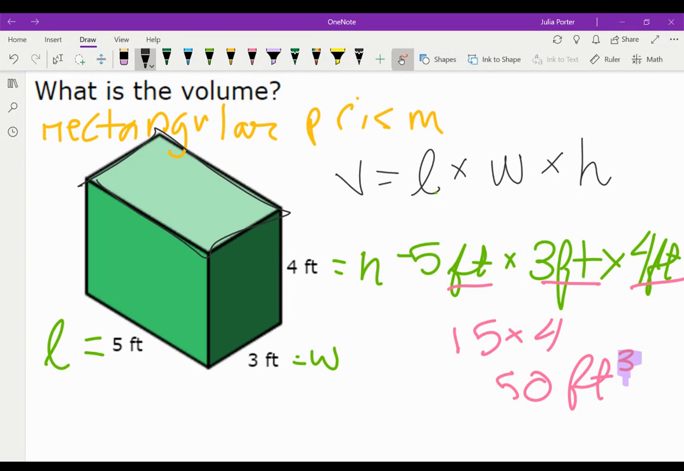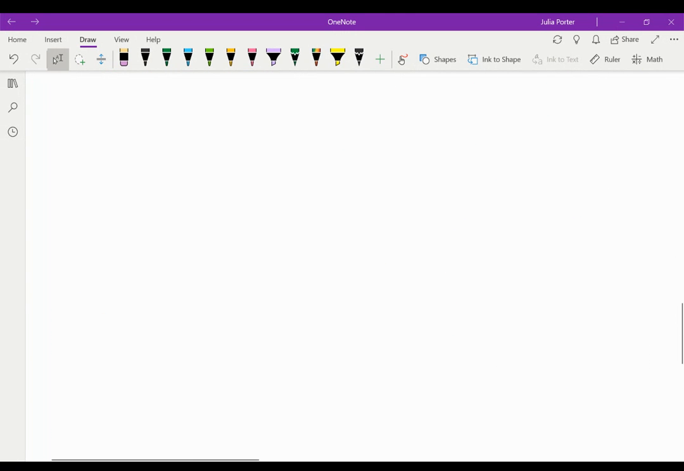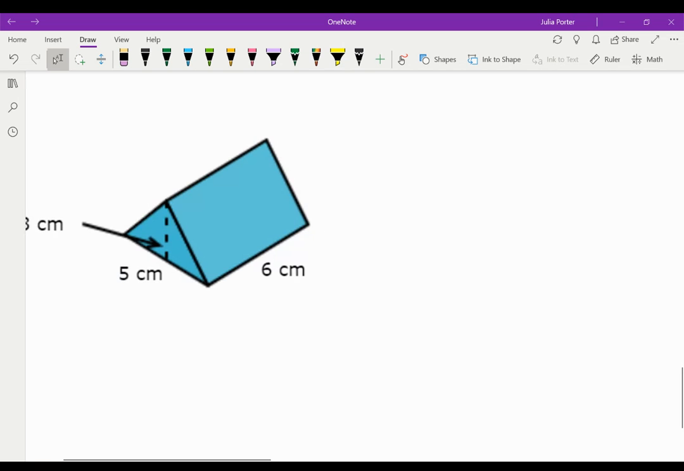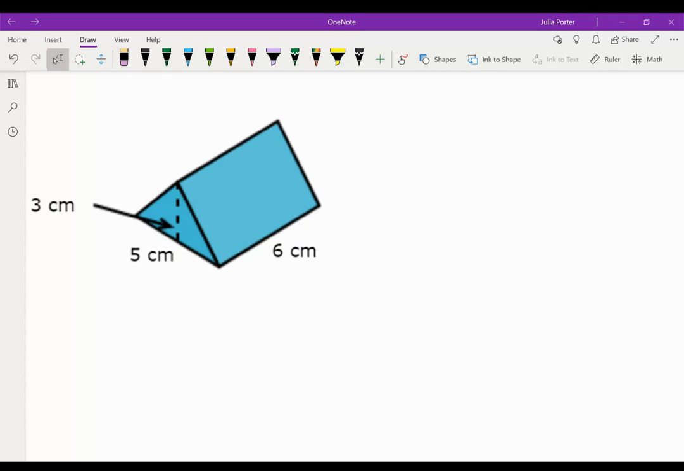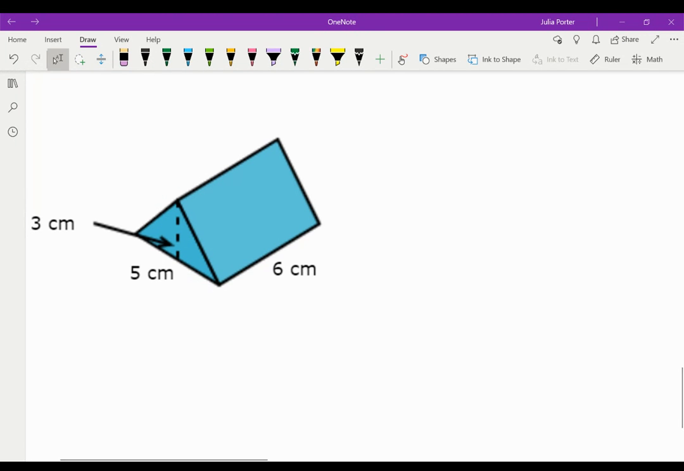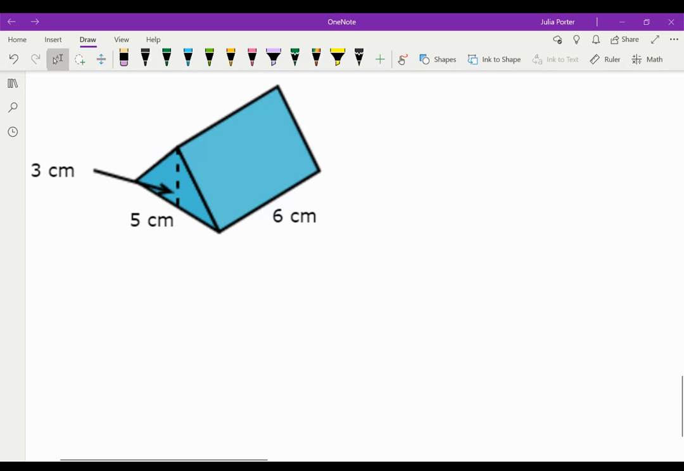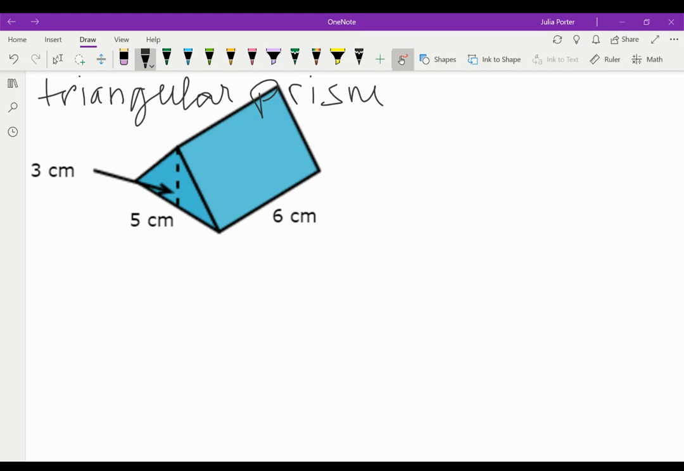Okay, so now we're moving on into our next one. Our last one is a little bit different. This time, instead of a rectangular prism, we have a triangular prism. It's called a triangular prism because a prism means that the base is going to be a shape extended through the solid, and it's triangular because the sides are triangles.